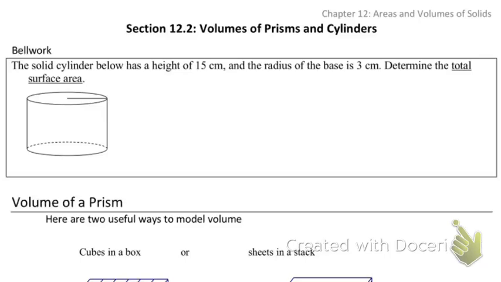What is up, guys? Today we're going to talk about volumes of prisms and cylinders. We're going to start with the bellwork. So the bellwork says the solid cylinder below has a height of 15 centimeters and a radius of base of 3 centimeters. Determine the total surface area.